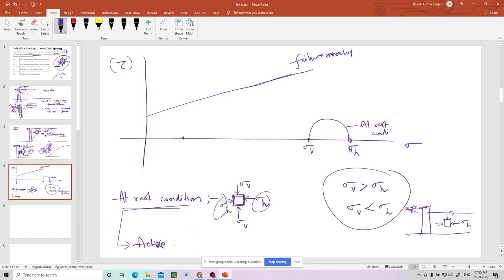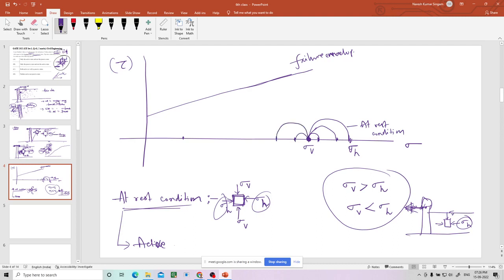Now what is happening? When the wall is moving away, that means in the active condition, it wants to reach the active condition, sigma h will decrease. So sigma h is decreasing. Sigma h has come, let us say, here, but sigma v will be there only. So now sigma h decreased. At one point it will come here, right? Like that, sigma h will be at one point, it will be equal. Then sigma h has come here, okay.